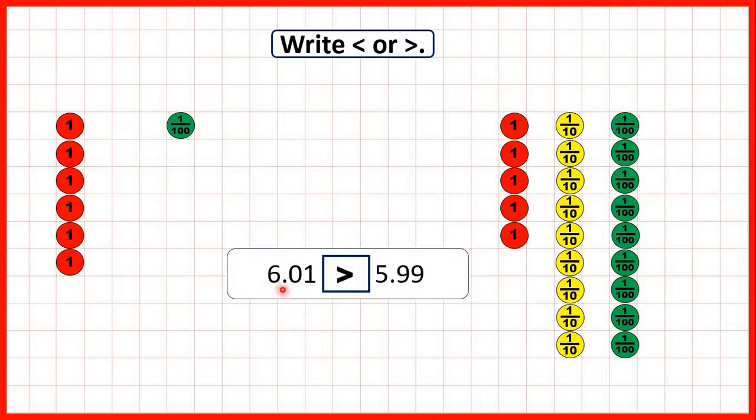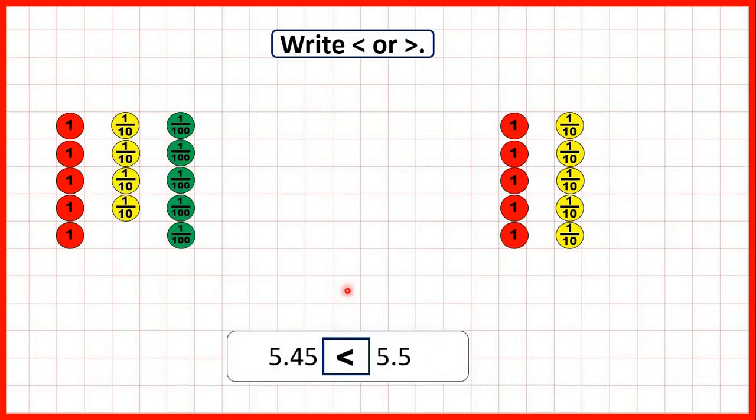Then we had 6.01 and 5.99. 6.01 is larger because ones are larger than tenths, so it doesn't matter that we've got 9/10ths and 9/100ths, because even 9/10ths and 9/100ths taken together have less value than 1 whole. So, because this number has more ones, we know straight away that it's our larger number.